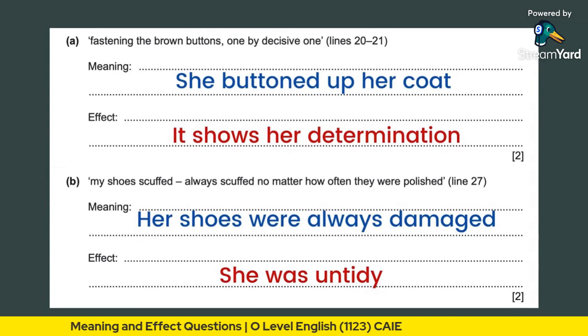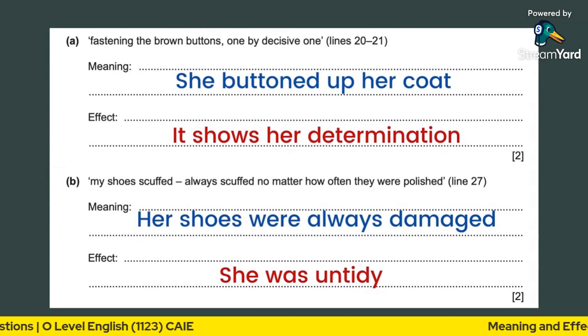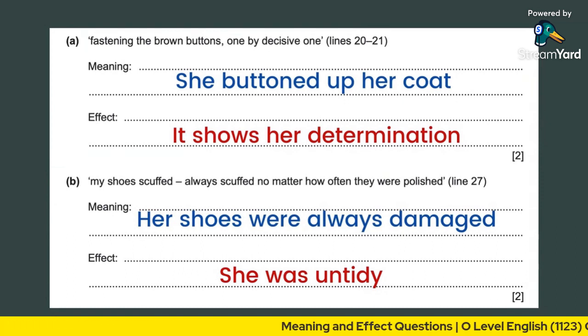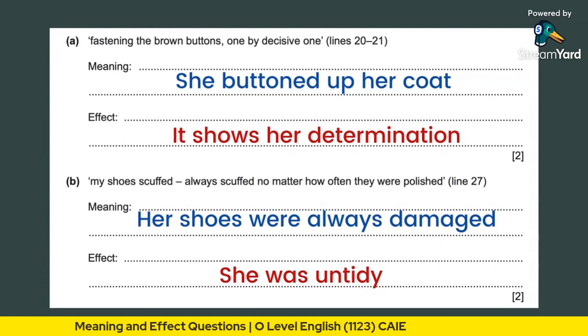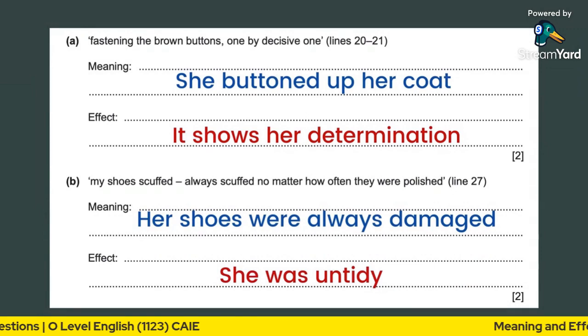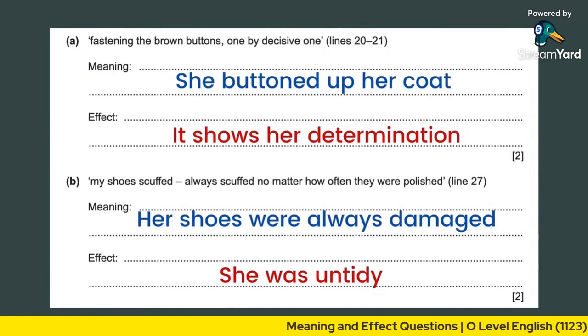To understand the background completely, I advise you to read the complete comprehension. You will find the details in the description below. Moving on to the second part, it says, my shoes scuffed, always scuffed no matter how often they were polished. If we take a look at its meaning, it means that her shoes were always damaged. Moreover, the effect the writer wants to create is that he shows how untidy she was.